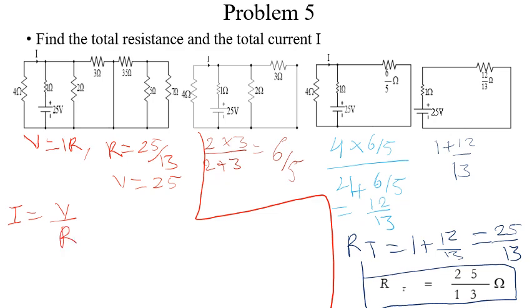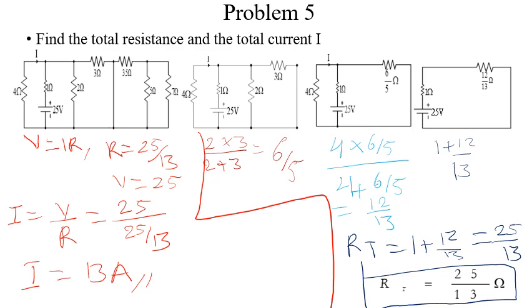So now it's equals to 25 all divided by 25 over 13. So we have our current as 13 amps. So as I said earlier, always write your units. Whatever you are calculating for, if you are calculating for current, leave it in the right unit.